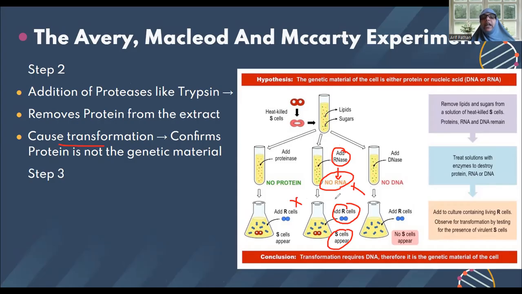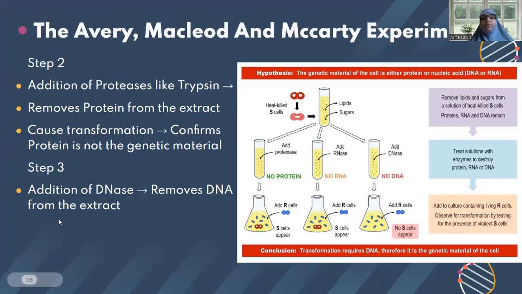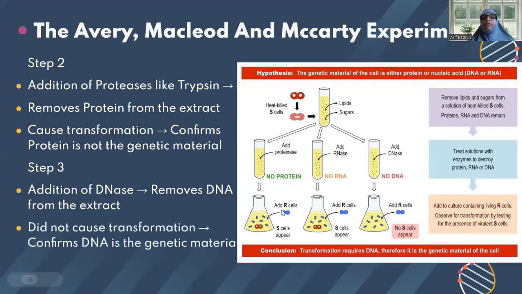So in both cases, transformation, that is the rough strain getting converted into smooth, was observed by addition of proteinase and RNase, which made sure that protein and RNA were broken down. So what was the other substance that was causing the R to convert into S? In the third category, addition of DNase was there. This removed DNA from the extract, and when it was mixed with the R cells, it did not cause transformation, and hence it was confirmed that DNA is the genetic material.